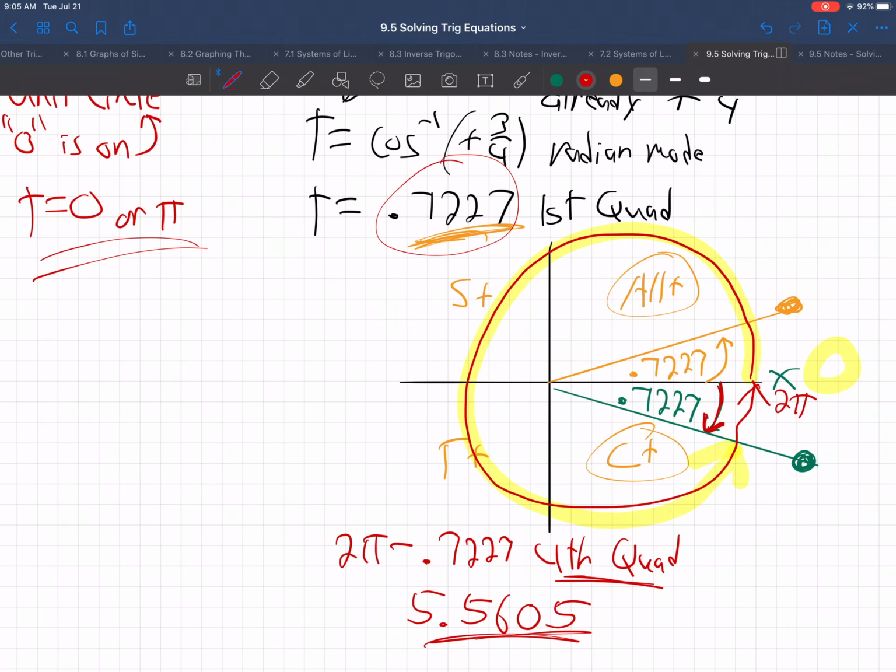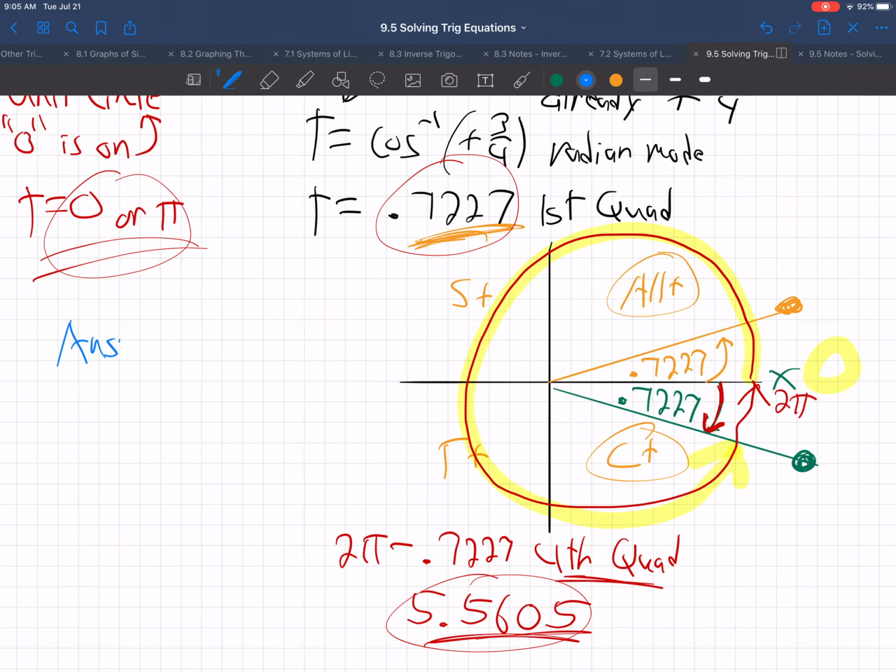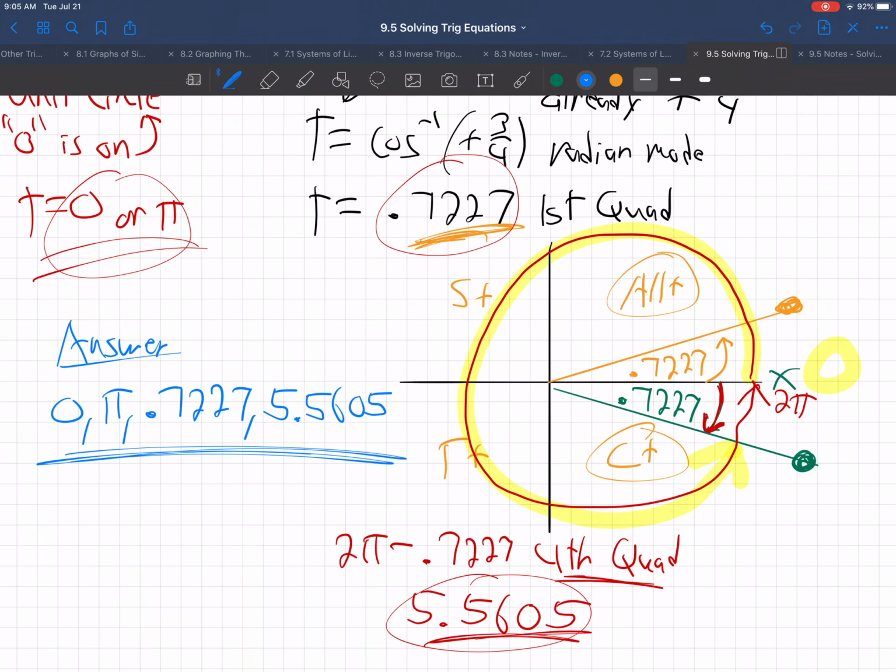So we have the first quadrant answer, the fourth quadrant answer, and these two. So the final answer to this question is all four of these, listed in any order. I'll go 0, pi, 0.7227, and 5.5605. Those are all radian angle answers. So there they are. You can put them in any order.